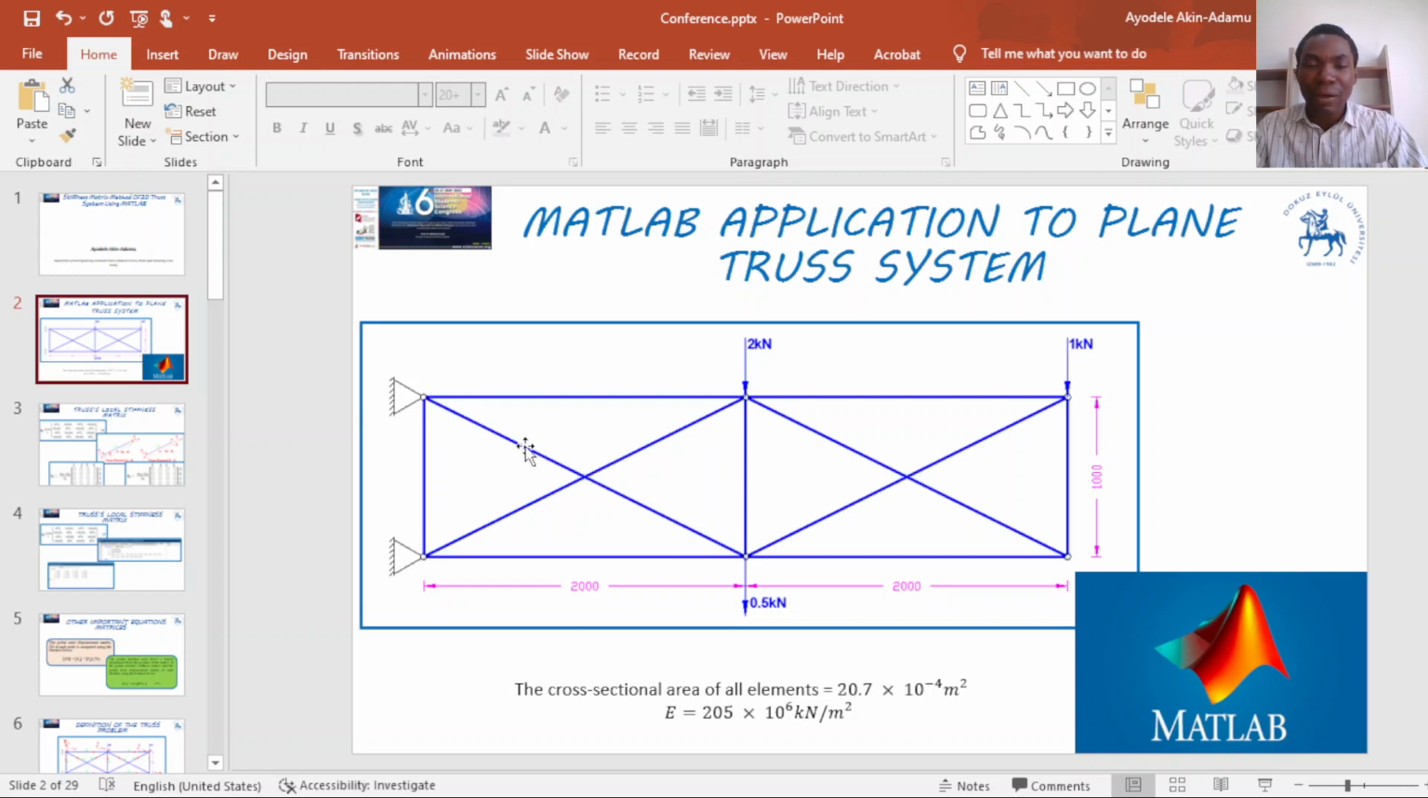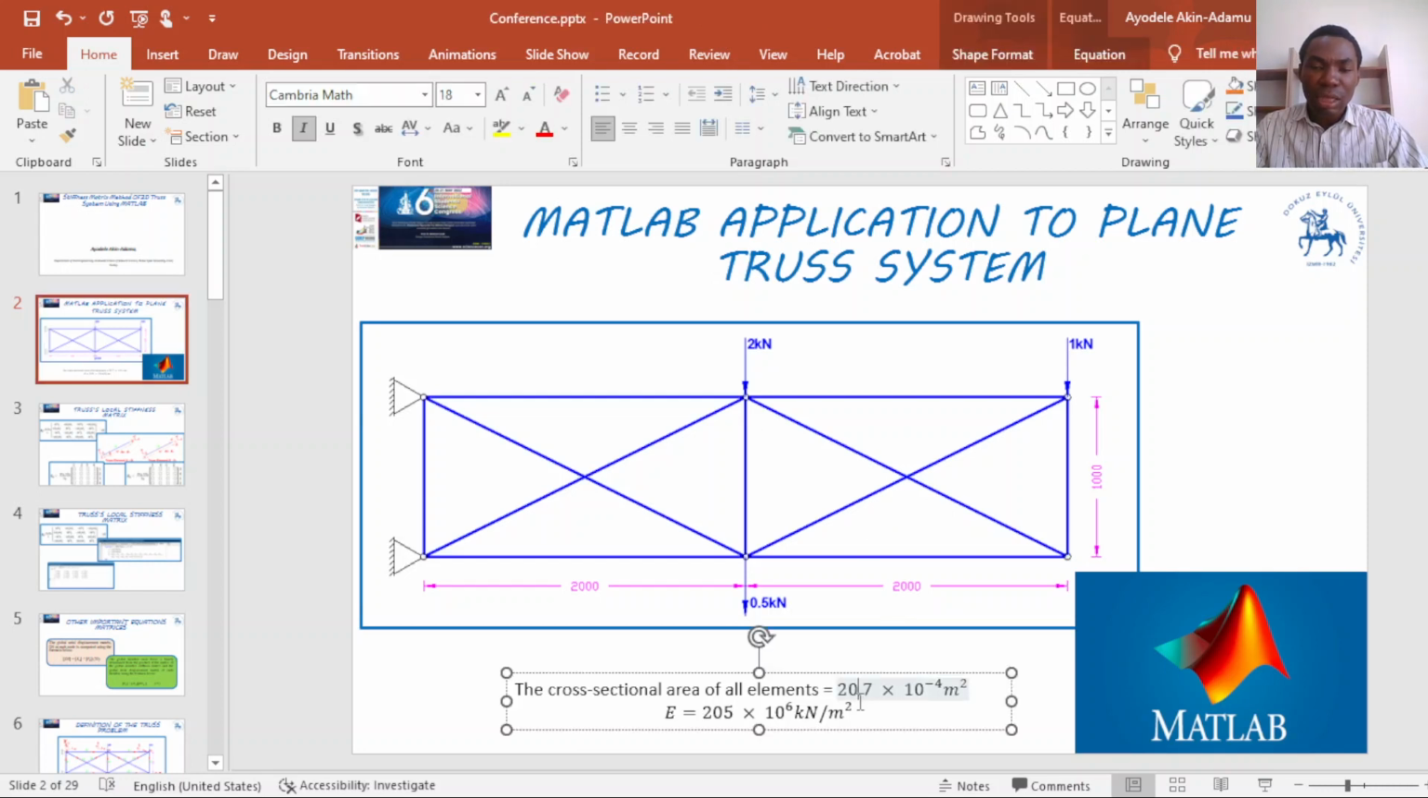Internally indeterminate, it has two redundant members. And for external determinacy, it has more than 3 reactions. There are 4 reactions for this problem. We have 2 reactions at this node and 2 reactions at this node. So the minimum we need is 3, and we have 1 extra. So it is externally indeterminate by 1, and is internally indeterminate by 2 redundant members.